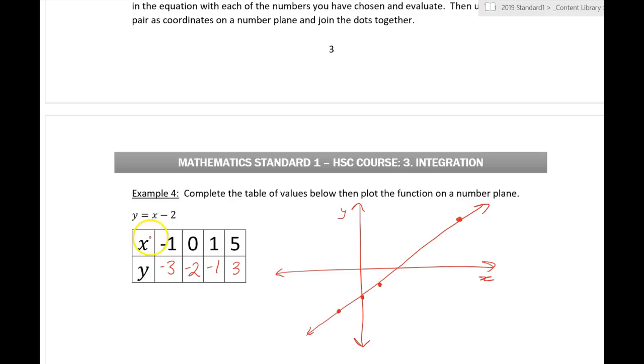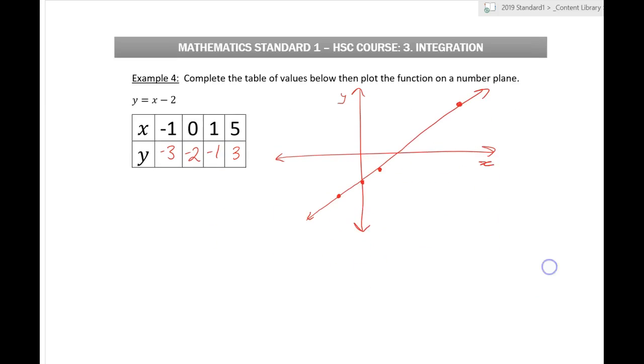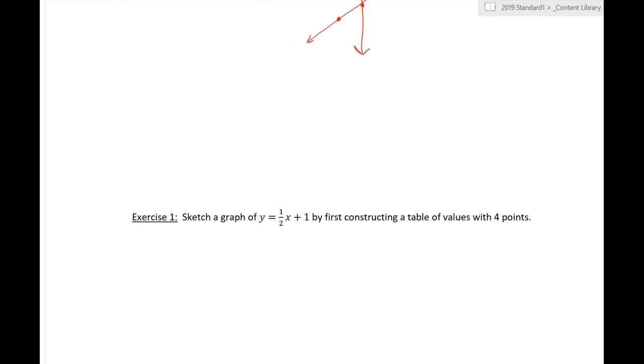So we had an equation, we've drawn up a table of values to get some points, we join the dots together to get a graph. It is a really handy tool.